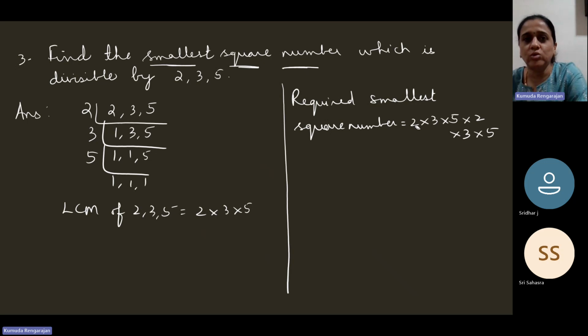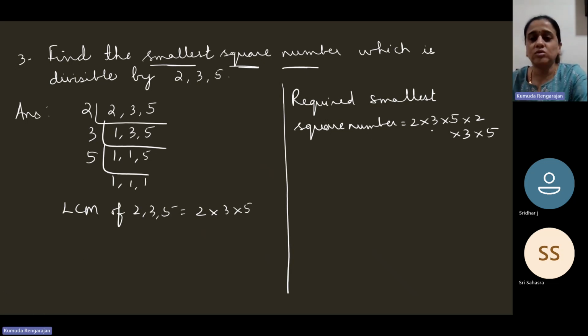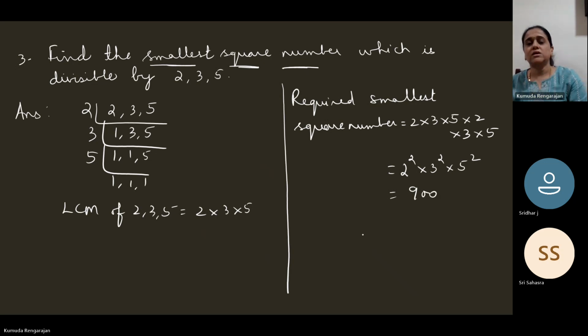So how many 2s are there? Only 1 2. No, but you need 2 squared. So multiply by 2. Similarly, only 1 3, so into 3. Only 1 5, so into 5. So now this becomes what? 2 squared into 3 squared into 5 squared. Okay, now find this product. It will be 900. So 900 is the smallest.